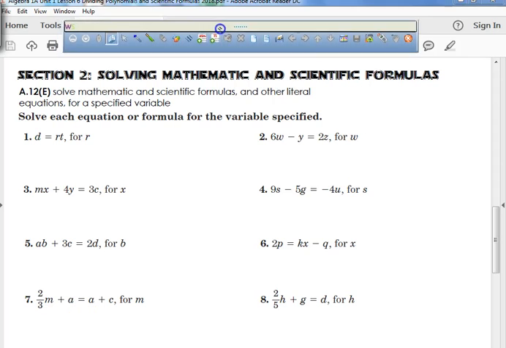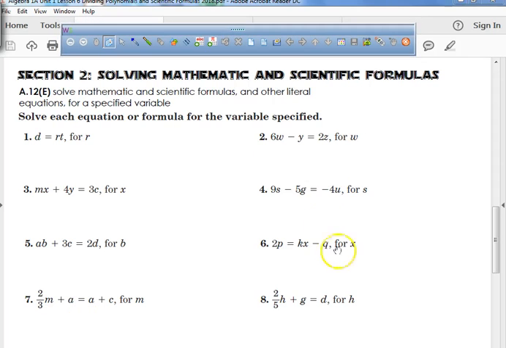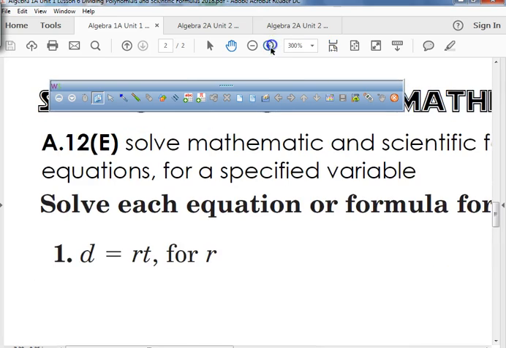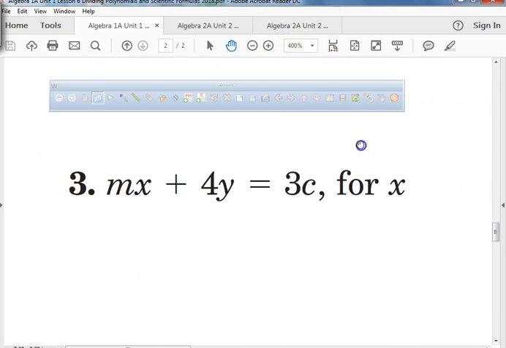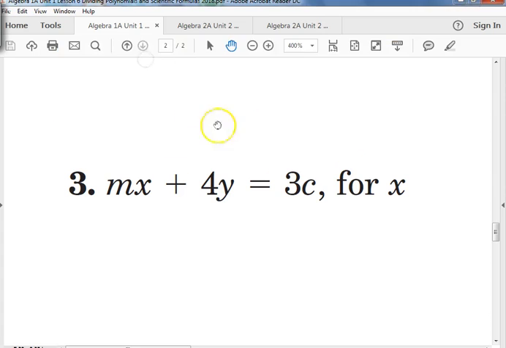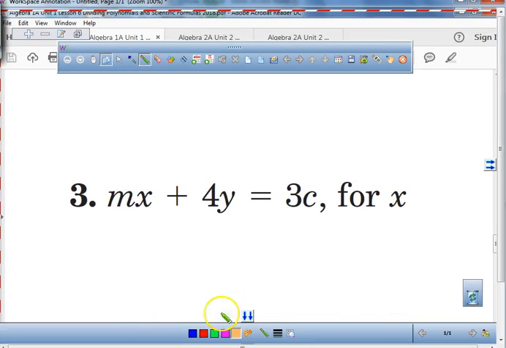Continuing with solving mathematical and scientific formulas. All right, you guys are supposed to do some on your own. We're going to check them right now. We're going to start with problem number 3. Problem number 3, what's the variable we're supposed to solve for?